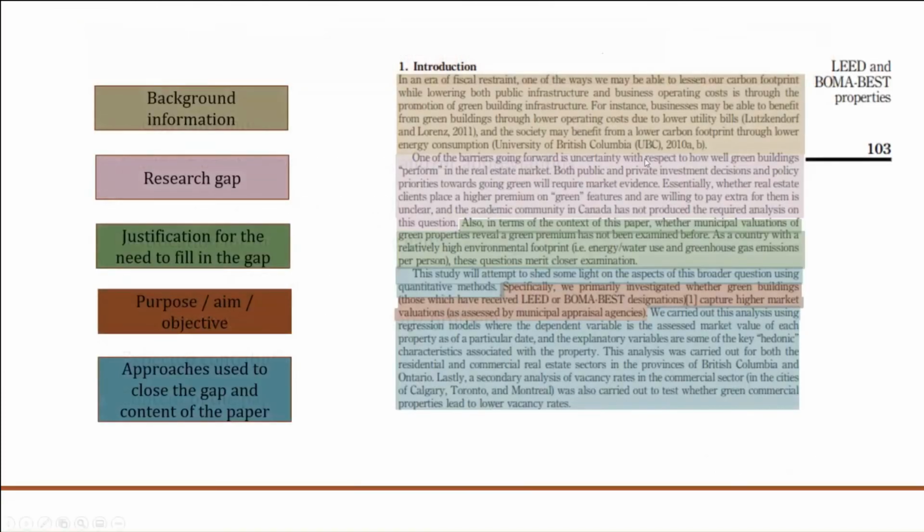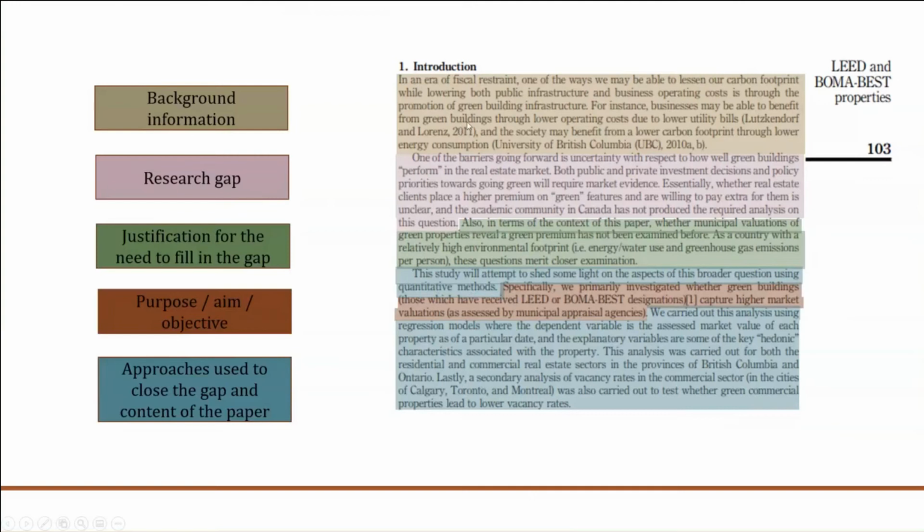So this is an example of an introduction. The first paragraph in this case is the background information. The research gap is in the second paragraph. Then the justification for the need to fill in the gap. This is basically the reason why. The research gap tells you what is there, what is not there, or what the problem is. But the justification tells you why you need to address the problem. So this one is needed. And then the purpose and aim. This study attempts to do what, or this paper will do what, investigating what. So this is the approach plus the purpose and aim.